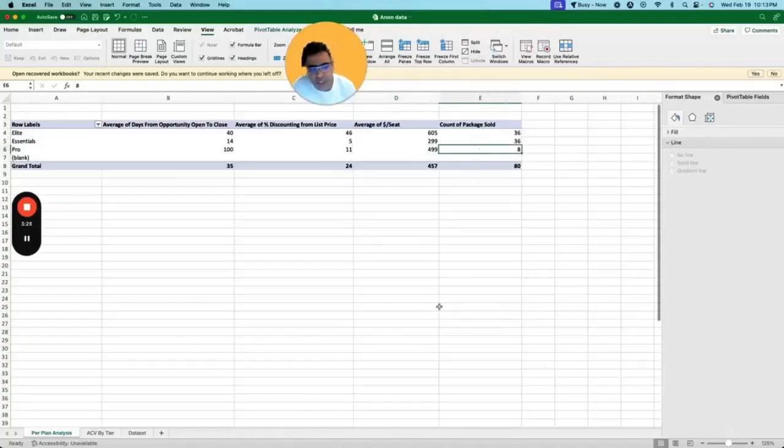But only 8 of the deals had Pro actually sold, which is interesting. And my list price for Elite is much higher, and I'm seeing very high discounting happening on the Elite plan. There are about an equal number of Essentials and Elite sold. So Pro is not selling, and while Pro is not selling, Elite has high discounting, which is a symptom that Pro is not fitting customers and they end up buying Elite and then discounting it a lot, which is not really the original intention we had.